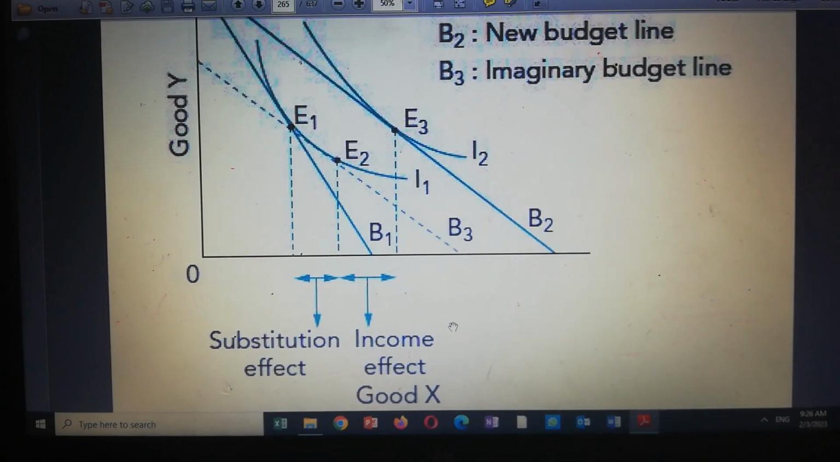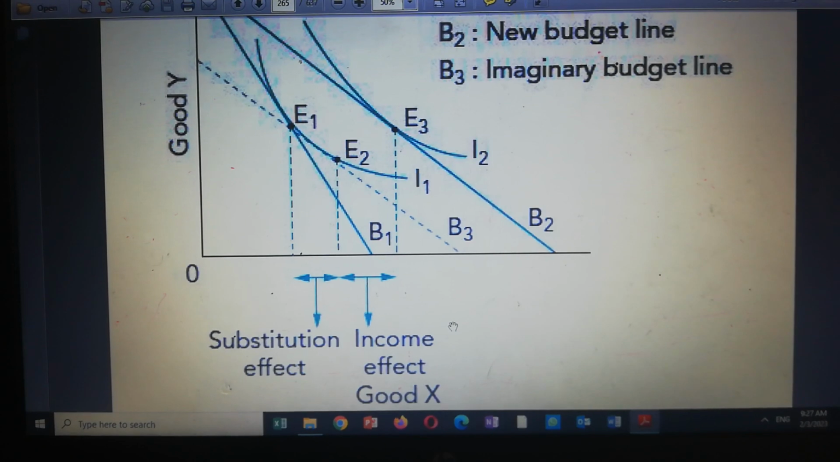So let's say, here on another issue, remember we are continuing with our budget lines and indifference curves, okay? Let's say, for example, if you're checking here, there has been a what? A decrease in the price of good X. Good X price has decreased, okay?